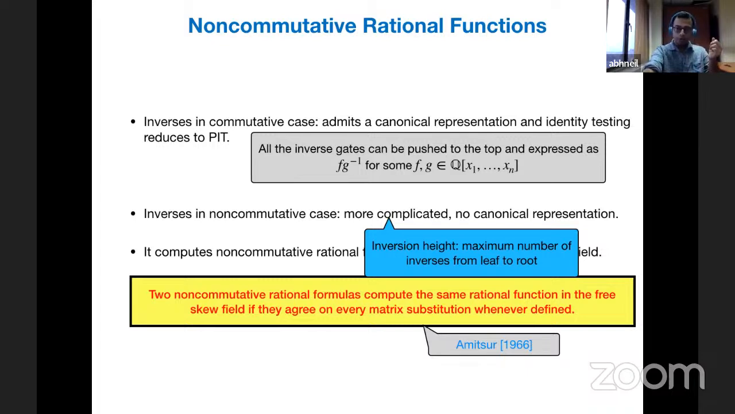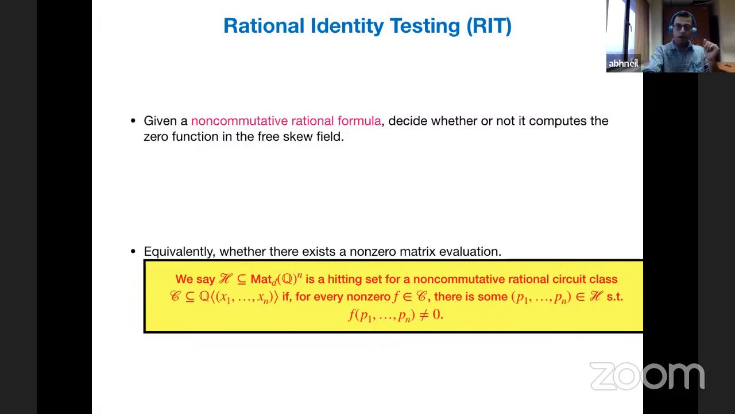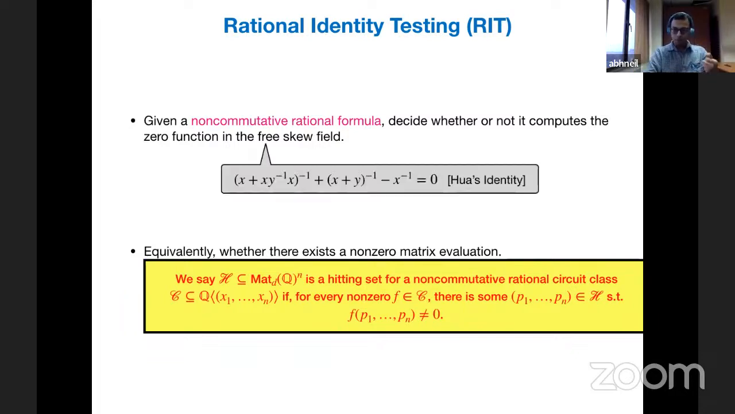Okay, so the RIT question, which was first formally defined by Reutenauer and Derksen, asks: given such a non-commutative rational formula, with addition, multiplication, and inverses, you want to know whether it is computing zero in the free skew field. For example, there is this well-known Bose identity, where there is no trivial way to find whether it is actually computing zero in the free skew field.